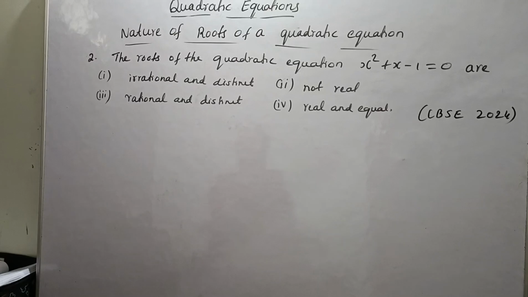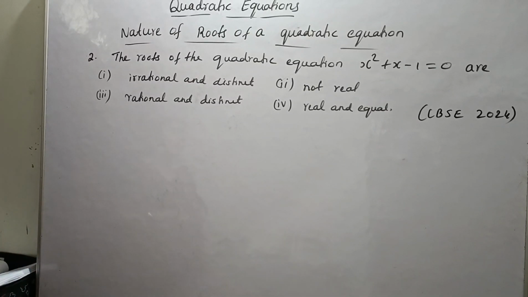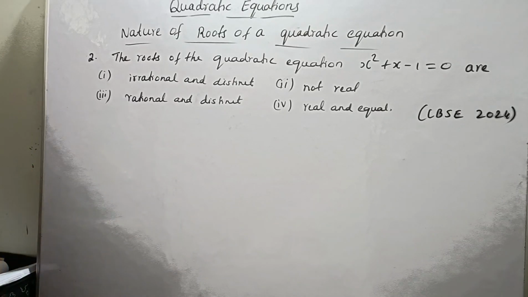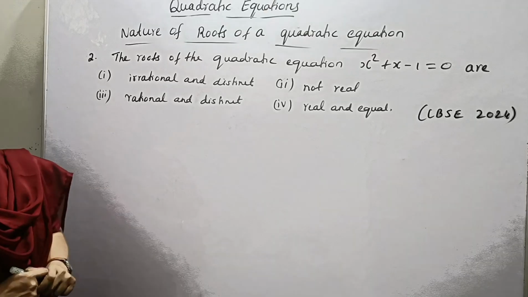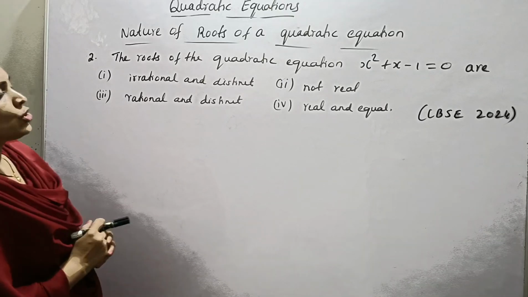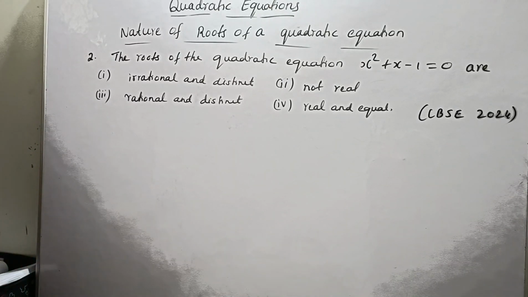Look at this question. The roots of the quadratic equation x square plus x minus 1 is equal to 0 are: options: irrational and distinct, not real, rational and distinct, real and equal. So see, here is the question, CBSE 2024 question. First of all, let's find the discriminant, b square minus 4ac.